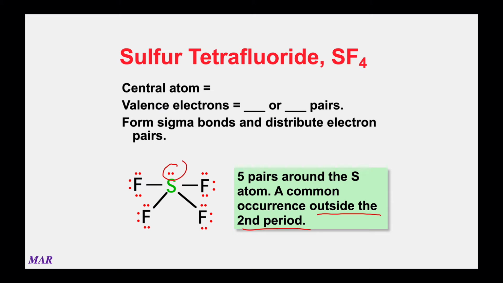A corollary of that statement is that elements in the second period and first period will never have more than 4 pairs, all right? So fluorine will never have more than 4 pairs. Carbon will never have more than 4 pairs. That's something to think about while we go through these molecules.